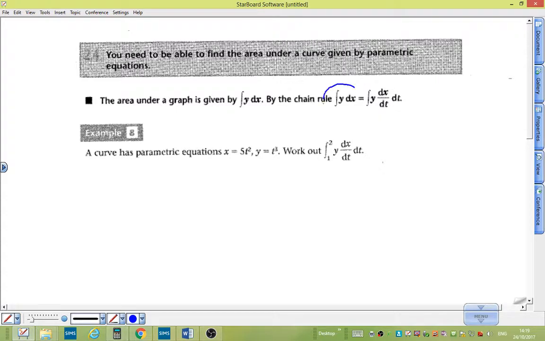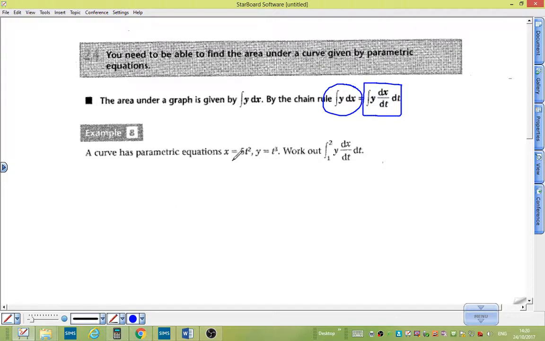You know that the area under a curve is the integral of y dx, the summation of all those rectangles, y dx. But these are in terms of t, so we know that if we replace this using the chain rule, dx by dt times dt is the same as dx. So what it's saying is, to integrate parametrically, you do y, which is in terms of t, times the differential of x with respect to t, and then integrate it with respect to t. So that's all it's saying.